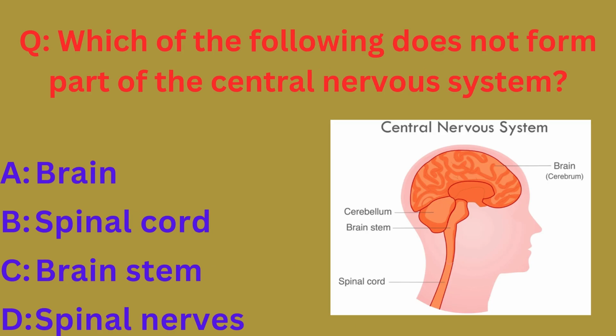Which of the following does not form part of the central nervous system? A. Brain. B. Spinal cord. C. Brain stem. D. Spinal nerves. So, the correct answer is spinal nerves.